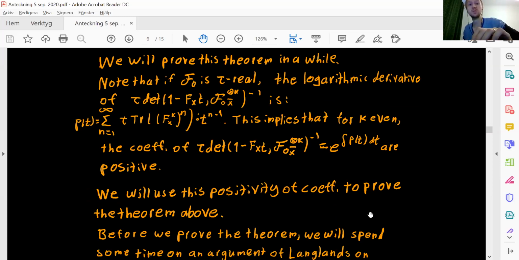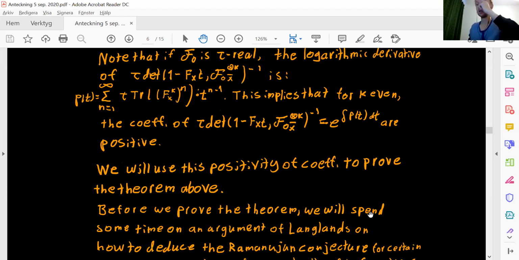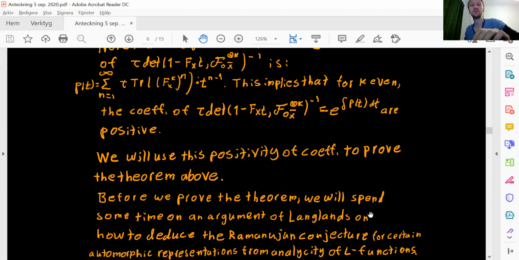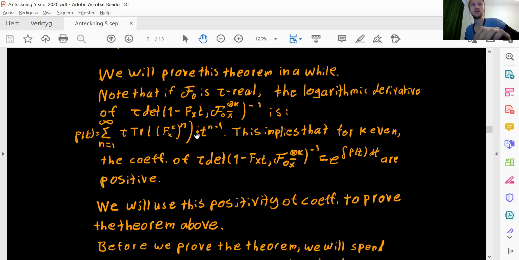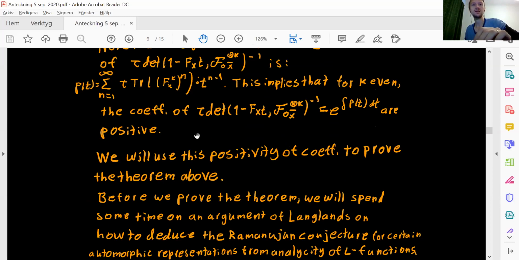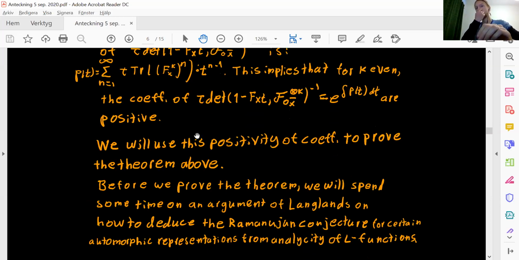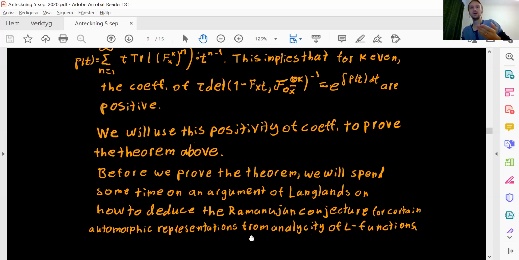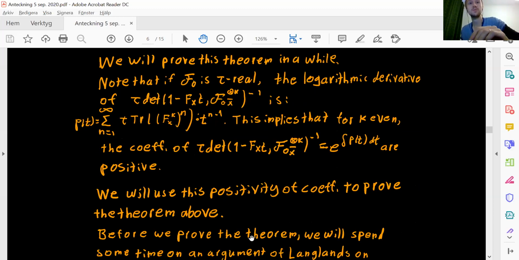But before we do this, we will spend some time on how Deligne got the inspiration for his argument. This is a hard thing, and Deligne got the inspiration for how to prove this by looking at a paper of Langlands, where he showed how to deduce the Ramanujan conjecture for certain automorphic representations from analyticity of L functions. These might be big words that might scare you, or maybe not, but I'll try to make it understandable. I think it might be good to just see where these ideas come from, and then see how Deligne applied them to this theorem above.